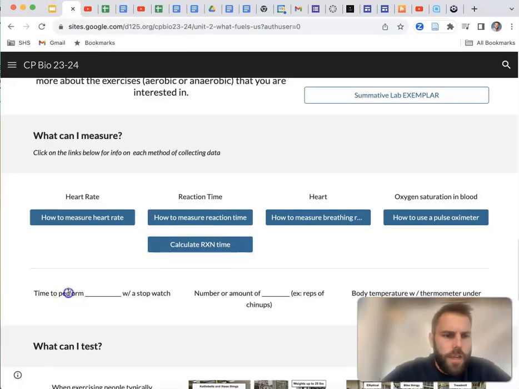Other things you can measure: time to perform a given exercise, the number of reps or things that you could do. And then body temperature, you could also do. Take a thermometer and put it right under your armpit to get your core temperature. So those are some things you can measure. What about things that you could test, like change?